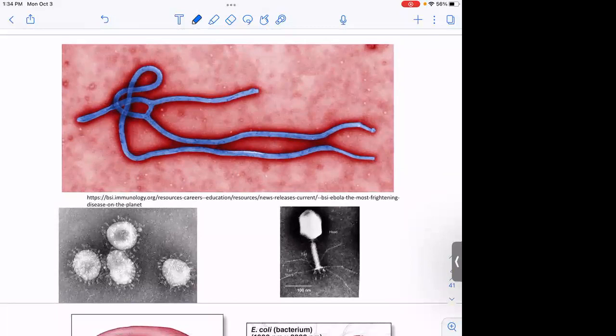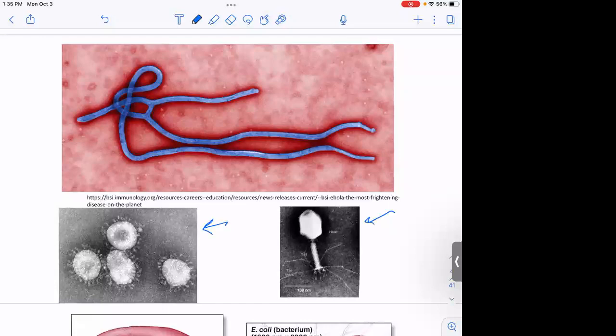Other viruses: Ebola, that one was in the news in 2013 and 14, when about 8,000 people died in that epidemic. I used to use this slide and say, hey, these coronaviruses can cause the common cold, so that's what that one is. Here's an electron micrograph of a bacteriophage, a virus that infects bacteria.